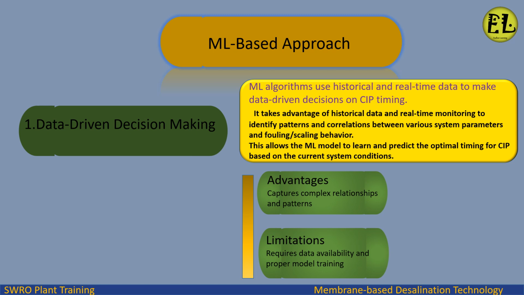Data-driven decision-making. The ML-based approach leverages machine learning algorithms to make data-driven decisions on CIP timing. It takes advantage of historical data and real-time monitoring to identify patterns and correlations between various system parameters and fouling/scaling behavior. This allows the ML model to learn and predict the optimal timing for CIP based on the current system conditions. Limitations: requires data availability and proper model training.